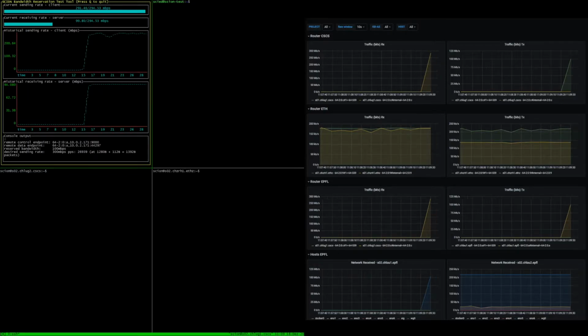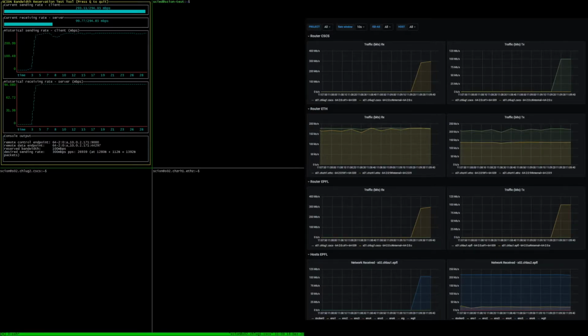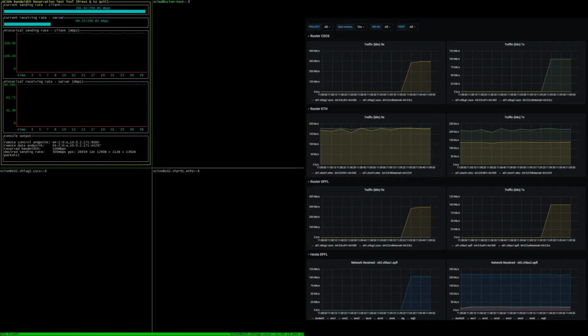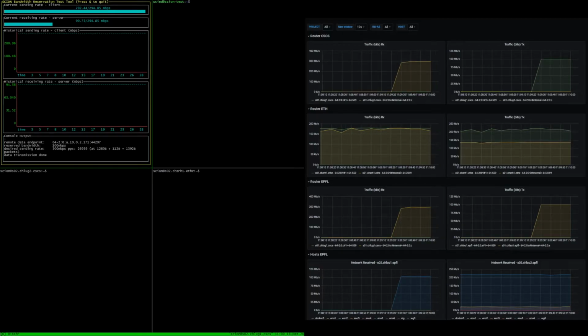If you take a look at the top right, there you can see the router metrics at CSCS. The input rate is 300 megabits per second, but the router rate limits the traffic and the output rate is only 100 megabits per second. At the bottom left, you can see the input metrics of the host at EPFL. It only receives 100 megabits per second, as is expected. This shows that rate limiting at the router in CSCS is actually working.